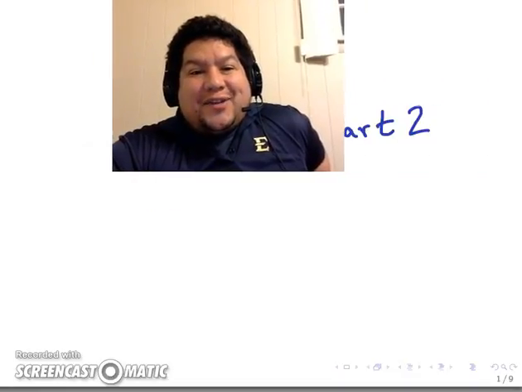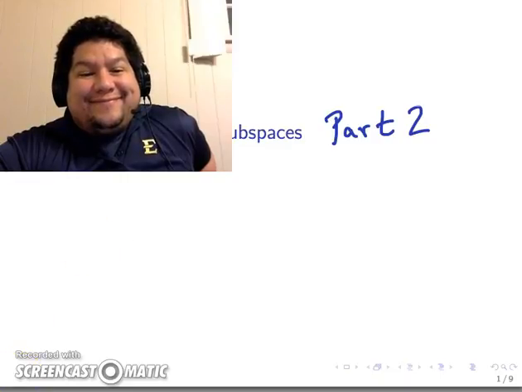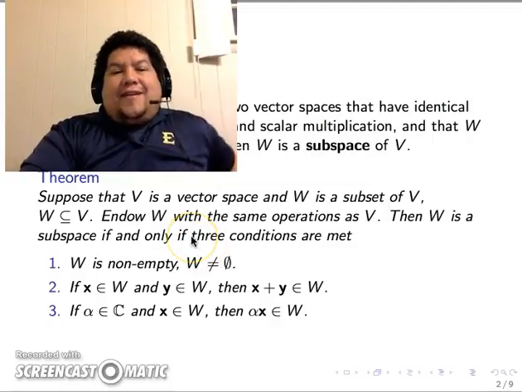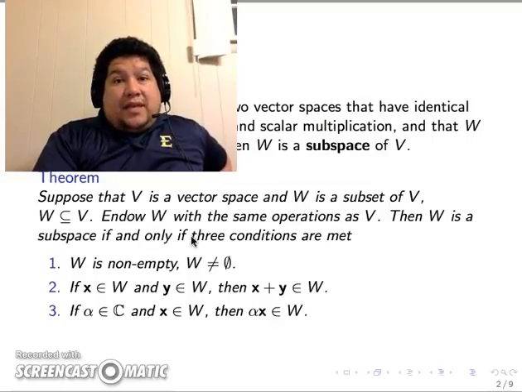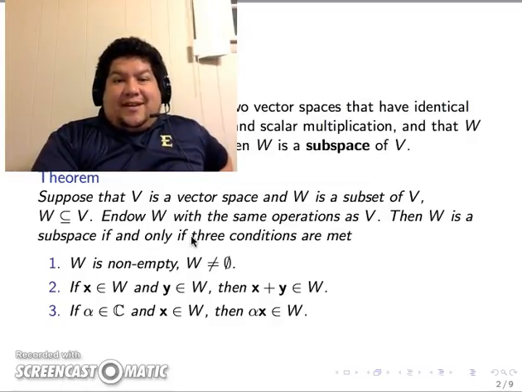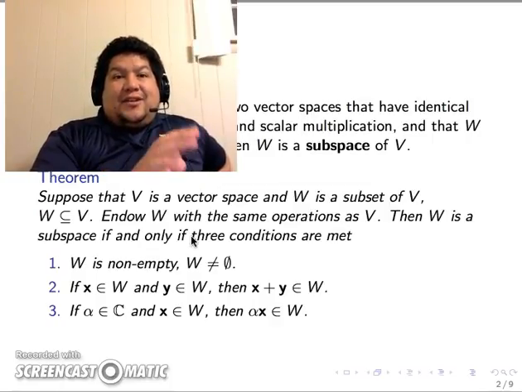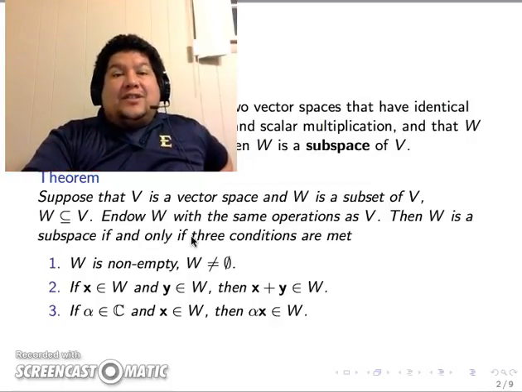Hi, this is part 2 of the lecture Subspaces. So we are trying to discuss further the theorem that allows us to establish whether or not a subset of a vector space also inherits the properties and therefore becomes classified as a vector space, and because it's a subset of a vector space, then gains the classification of subspace.